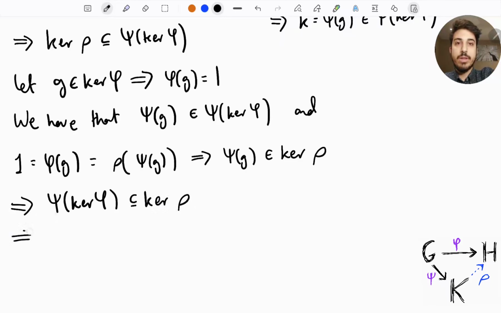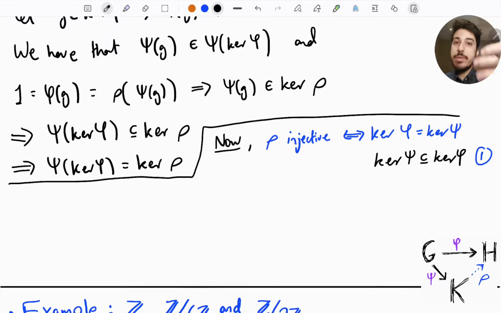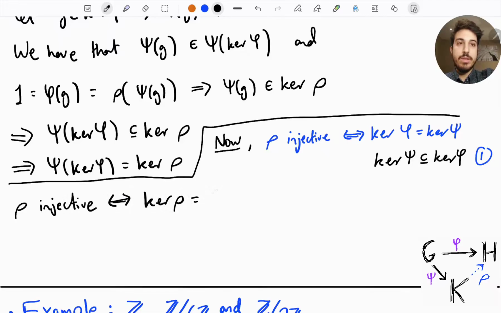Thus proving the equality, psi of ker of phi is equal to ker of rho. Now we know by a previous result of injectivity of homomorphisms that rho is injective if and only if the kernel of rho is trivial, containing only the identity element. But we've seen just now that the kernel of rho is equal to psi of the kernel of phi. So this means that this is also equal to the identity.